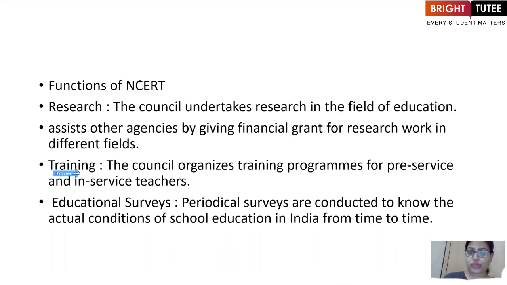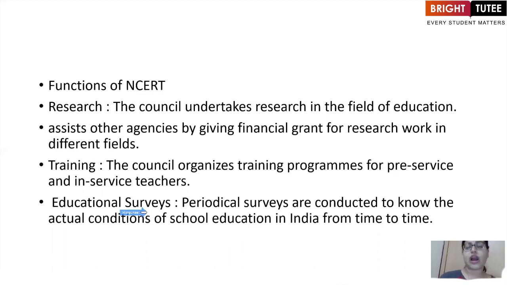It also provides training. So the council organizes training programs for pre-service as well as in-service teachers. So teachers who are actually working currently in schools, and also pre-service, before they join in. So orientations that we usually call pre-service training, so that they are familiarized with what is actually expected of them, how schools function, etc. So pre-service training is also provided.